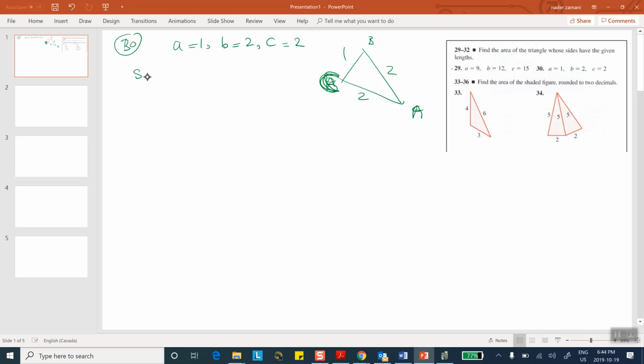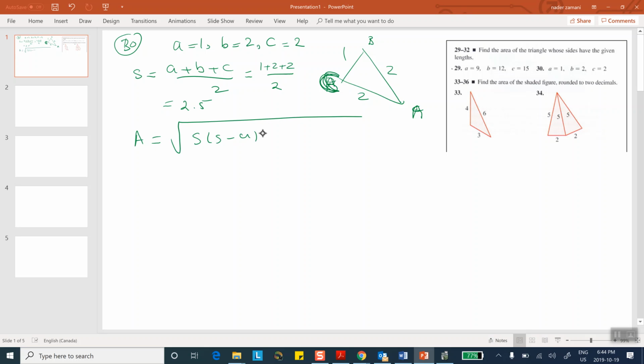So the formula says find S, which is A plus B plus C over 2, which in this case is 1 plus 2 plus 2 over 2, or simply 2.5. Is that correct? Yep. And then the area formula goes like this: square root of S times S minus A times S minus B times S minus C. So this is equal to the square root of 2.5 times 2.5 minus 1, which is 1.5.